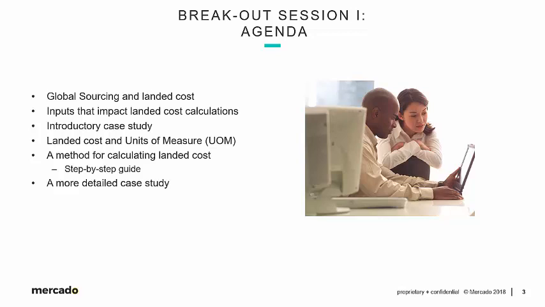We will then transition into landed cost and units of measure, because all of these different inputs, unit cost, customs duties, etc., they all have a different unit of measure. Cubic meter, the unit as an item itself, customs duties as a percentage of the value of the goods. That's what we mean by units of measure. We're going to identify all of them. We'll provide a step-by-step method for calculating landed cost, and then we'll illustrate that step-by-step guide in a more detailed case study.